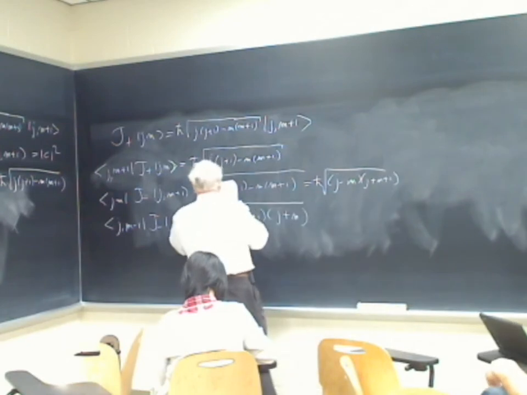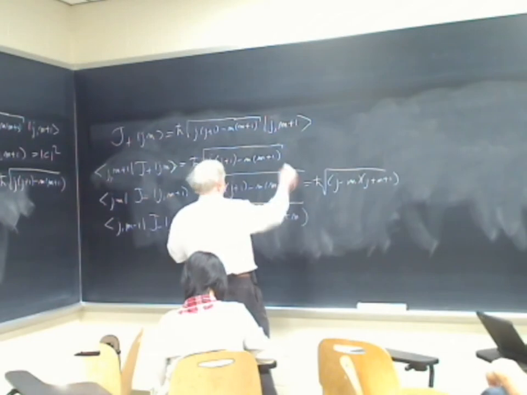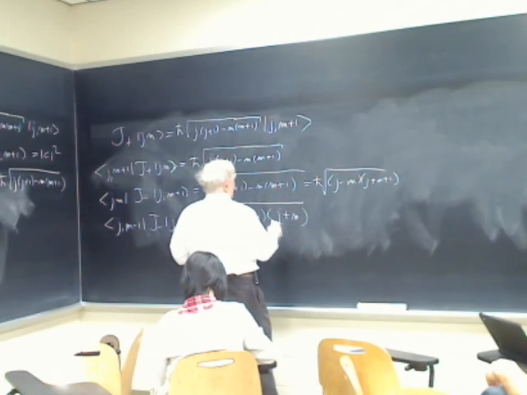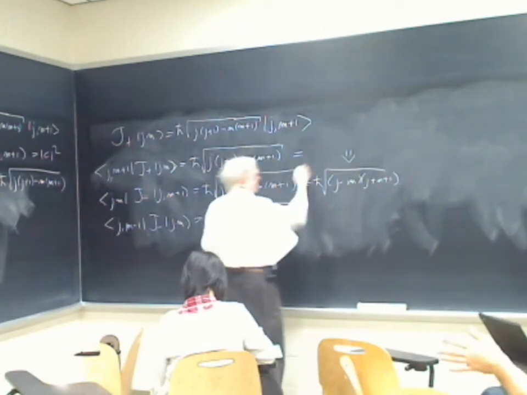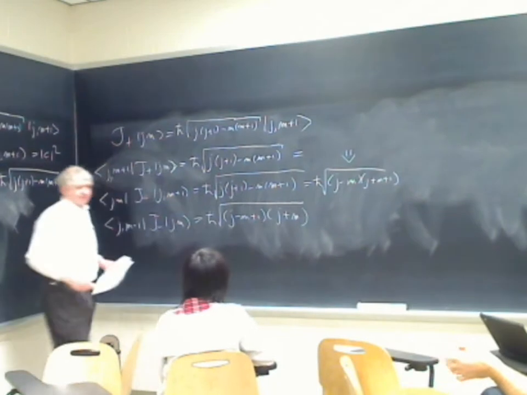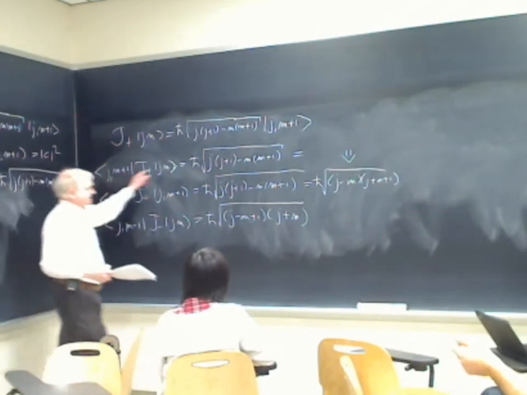And for that matter, that's the same thing as this, because this is a complex conjugate. So equals ditto, and this is a downward ditto. Whereas this is equal to.